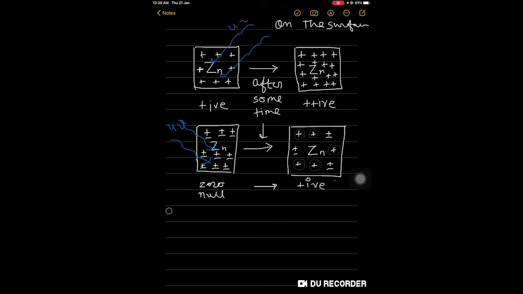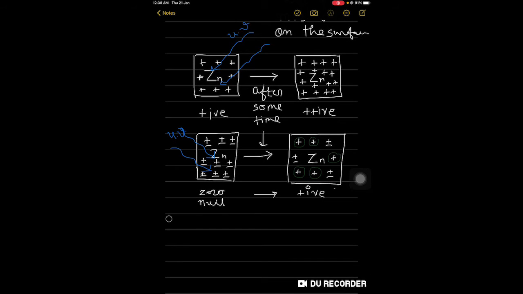Now after that he did another experiment. In that experiment he took a zinc plate with negative charge on it. So with respect to positive charge, here we can say that we find some negative charge over there. In this arrangement we can say that the plate is more negative. So it is a negative plate initially.